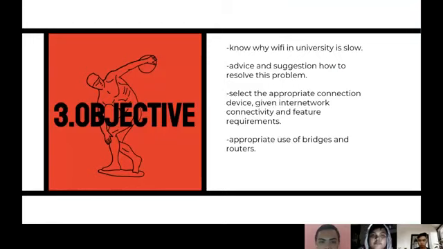Okay, next. The objectives of our issue: first, we can know why Wi-Fi in university is slow. Second, advice and suggestions on how to resolve this problem. Third, select the appropriate connection device given internet network, connectivity and feature requirements. And last, appropriate use of bridges and routers.